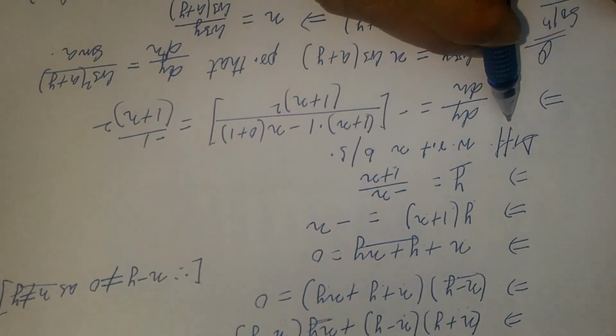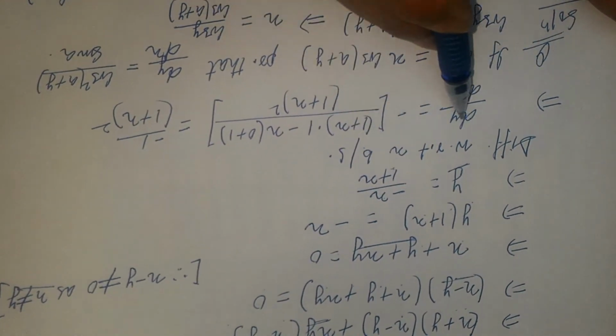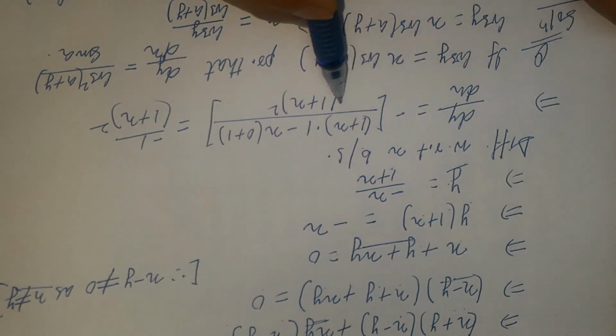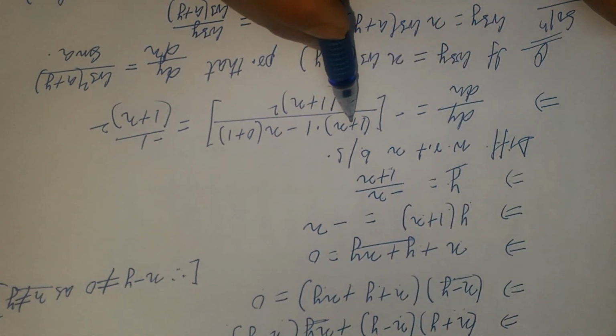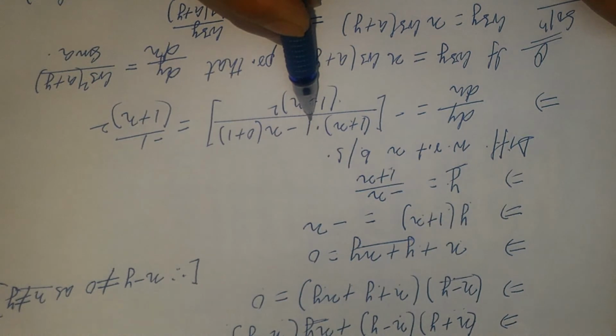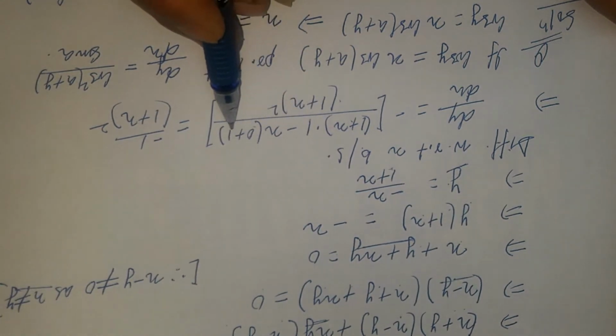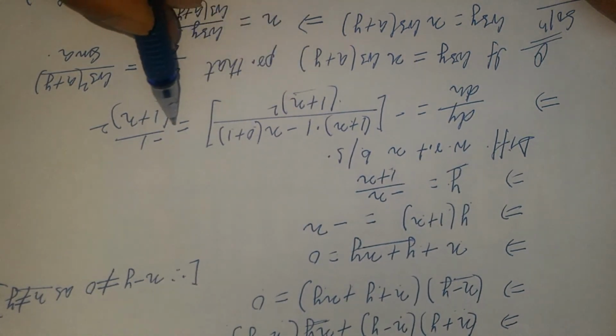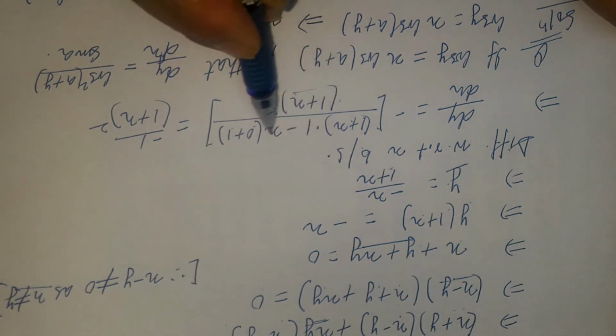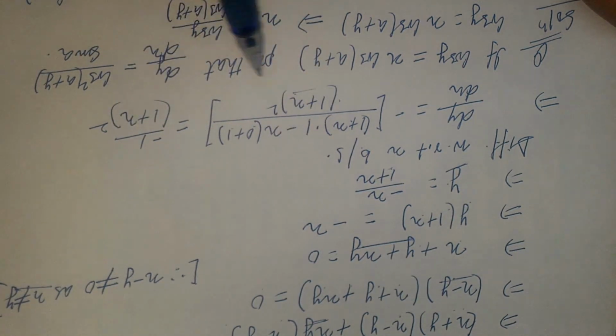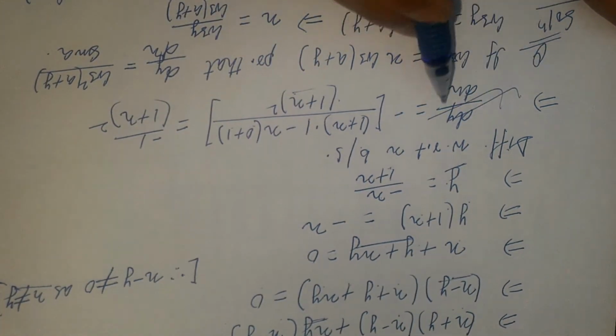Now we'll be differentiating both the sides with respect to x. So it is dy by dx, and we'll be applying the quotient rule: denominator times derivative of numerator minus numerator times derivative of denominator, by denominator square. So after cancelling x, we are getting minus 1 by (1 plus x) square. So we have got the result.